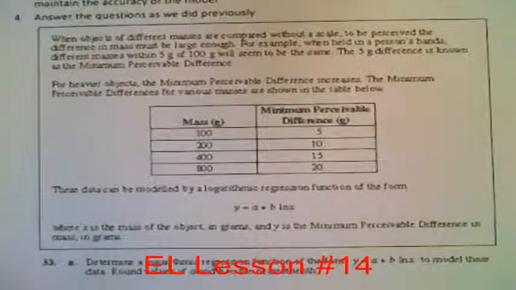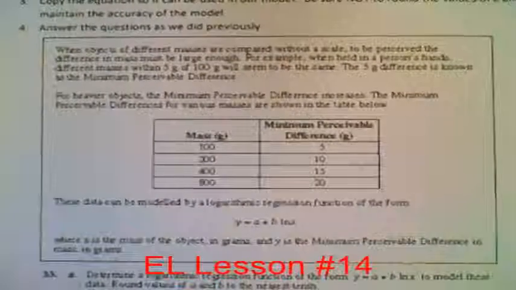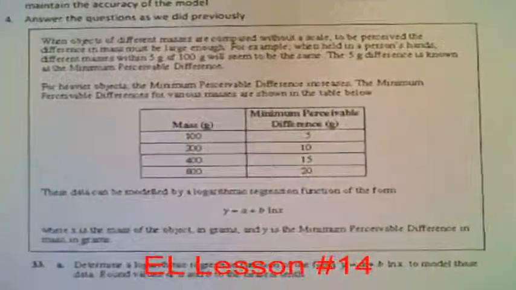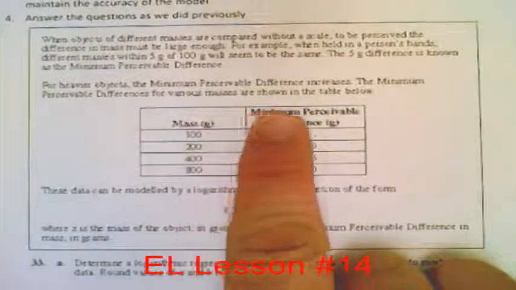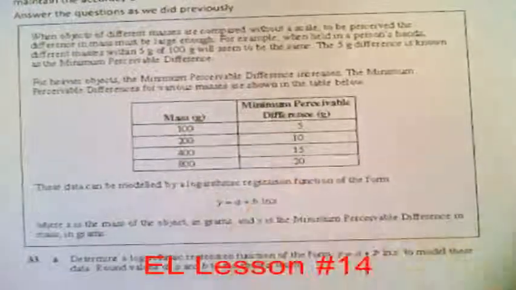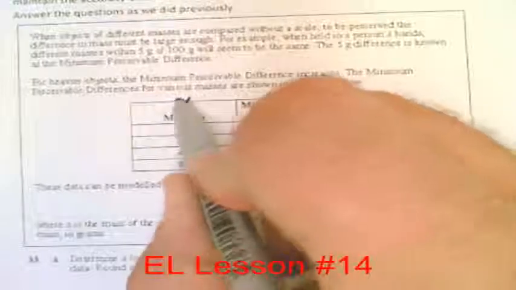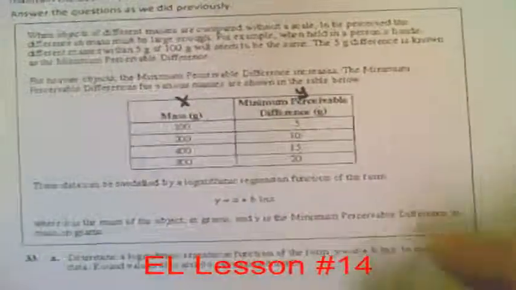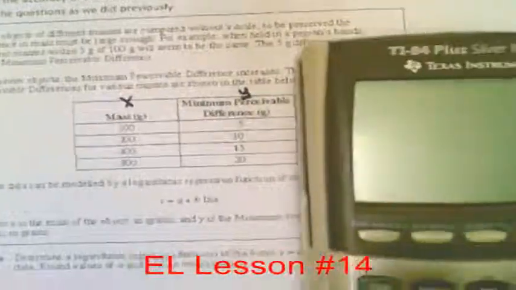For example, when held in a person's hand, different masses within 5 grams of 100 grams do seem to be the same. So you could hold a 95 gram mass, 100 gram mass, and 105 gram mass, and the average person can't tell the difference between them. The 5 gram difference is known as the minimum perceivable difference, and as objects get heavier, it changes. For heavier objects, the minimum perceivable difference increases. The minimum perceivable differences for various masses are shown in the table below.